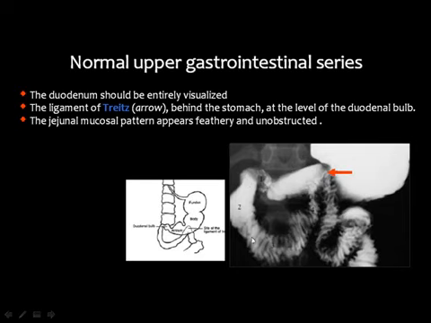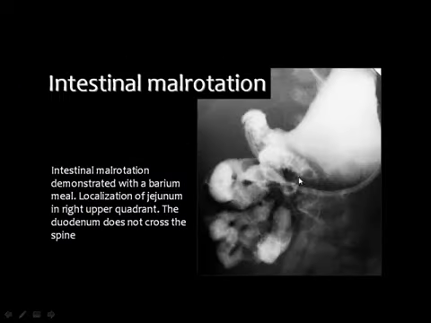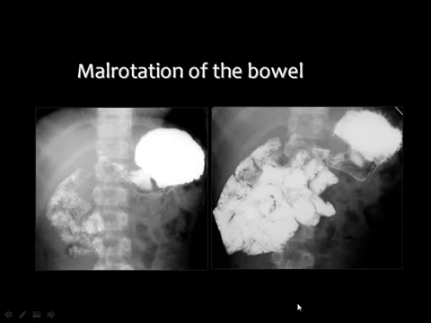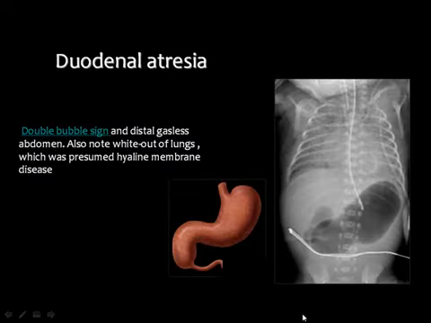If you see this finding, you consider it normal bowel with no malrotation. But if you see that most of the duodenal and the jejunal loops are to the right of the spine and no loop to the left of the spine, then you consider malrotation of the bowel. And this is an example of malrotation of the bowel, where you can see the jejunal loops are to the right side of the spine and no intestine or few loops are to the left of the spine.